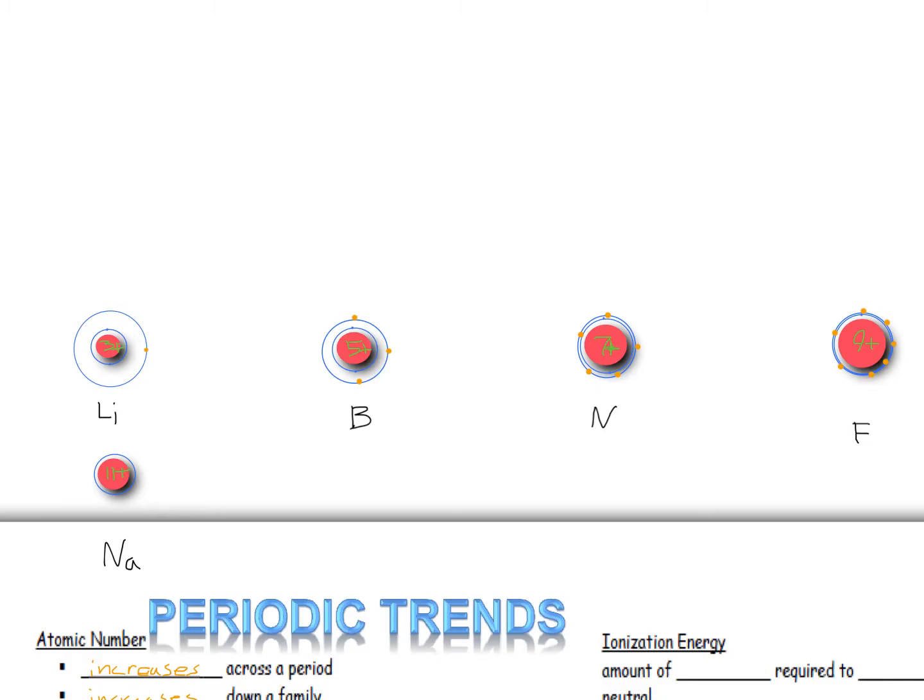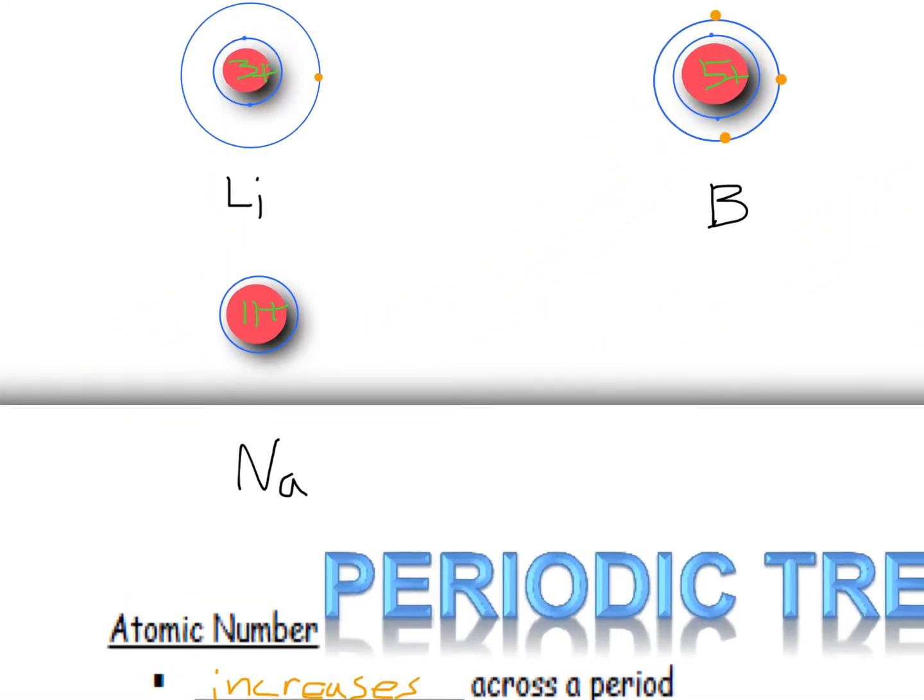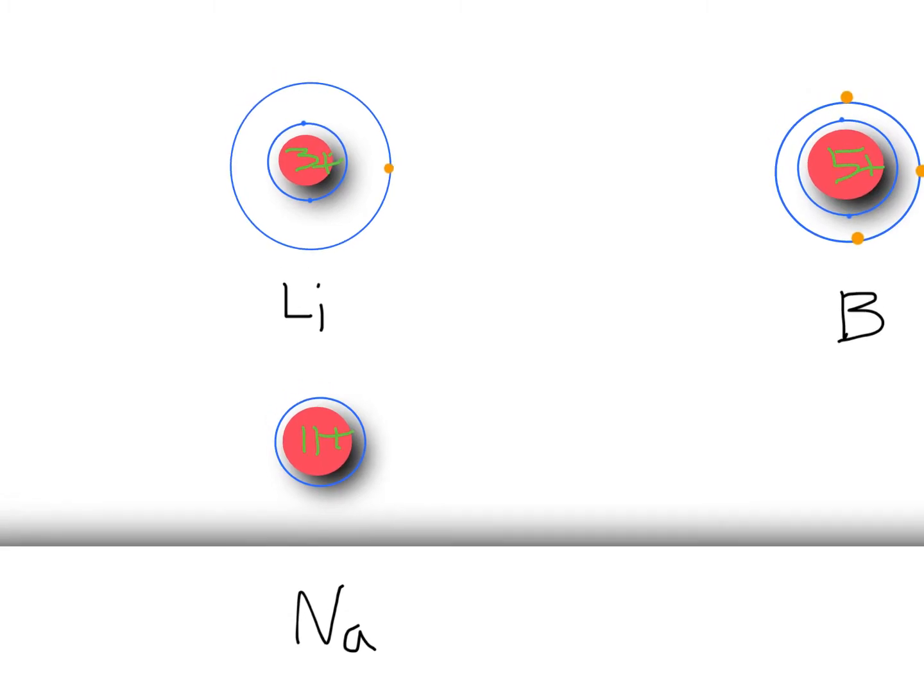Now, for my next one, if I want to compare going down a family, on sodium's first shell, it has 2 electrons just like everybody else. On its next shell, it has a full second energy level. So 1, 2, 3, 4, 5, 6, 7, 8. And then on its third shell, it's going to have 1 valence electron.